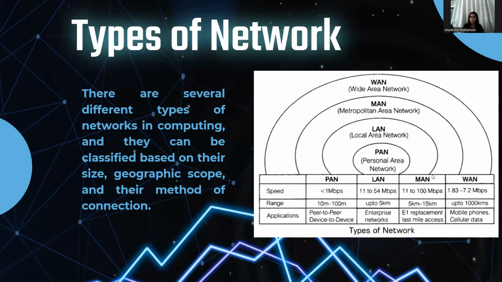Then there is a local area network, which is slightly bigger than a personal area network, where the range is up to 5 kilometers and it is an enterprise connection. Then furthermore, there is a metropolitan area network, which has a range of 5 kilometers to 15 kilometers, and an even wider area network, which is WAN, which has up to 1000 kilometers, which is basically a network of a particular city.